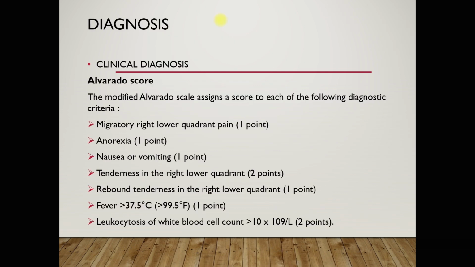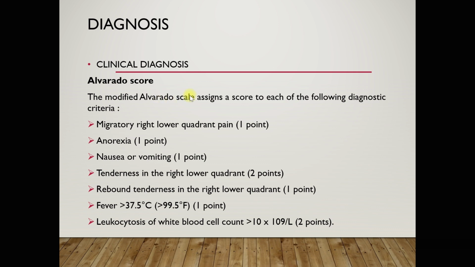Welcome back. So far we have seen the definition, epidemiology, etiology, differential diagnosis, and clinical features of acute appendicitis. Now let's see how to reach the diagnosis of acute appendicitis based on the given history, physical examination, and other diagnostic modalities like imaging. So now let's see the clinical diagnosis of acute appendicitis.